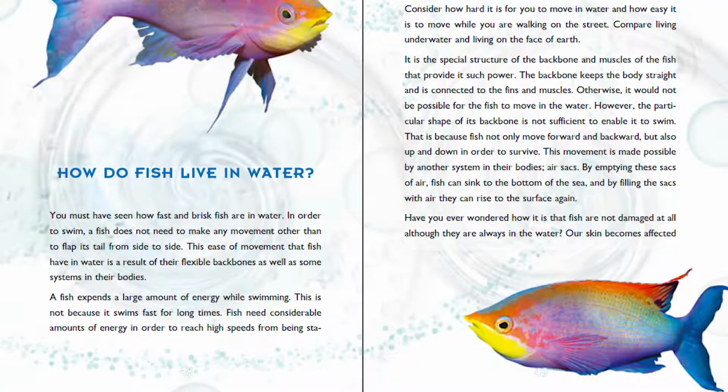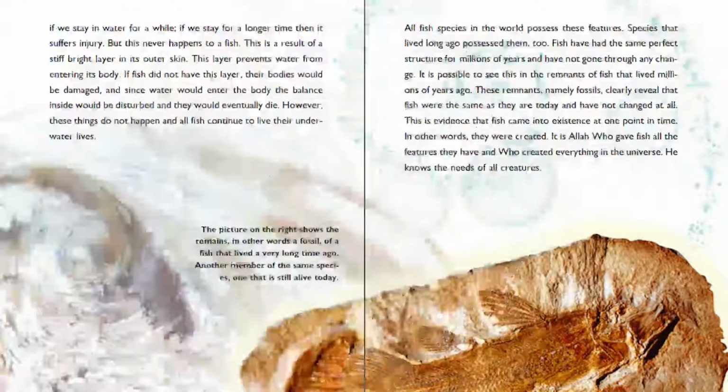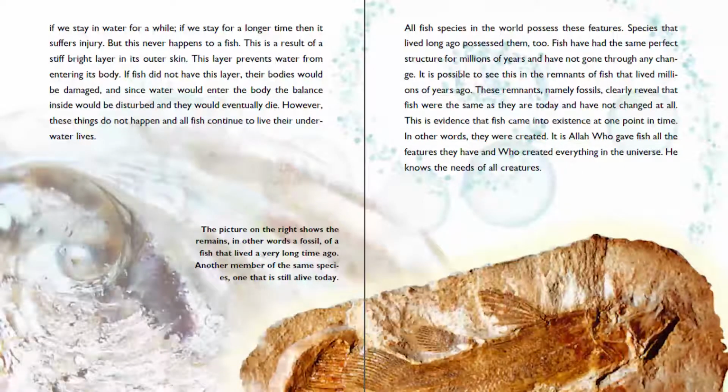Have you ever wondered how it is that fish are not damaged at all although they are always in the water? Our skin becomes affected if we stay in water for a while. If we stay for a longer time then it suffers injury. But this never happens to a fish. This is a result of a stiff bright layer in its outer skin. This layer prevents water from entering its body.